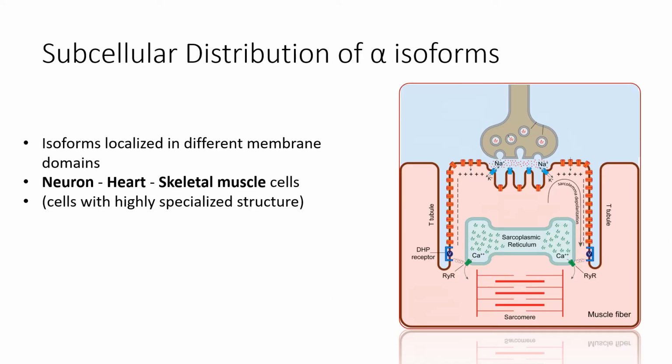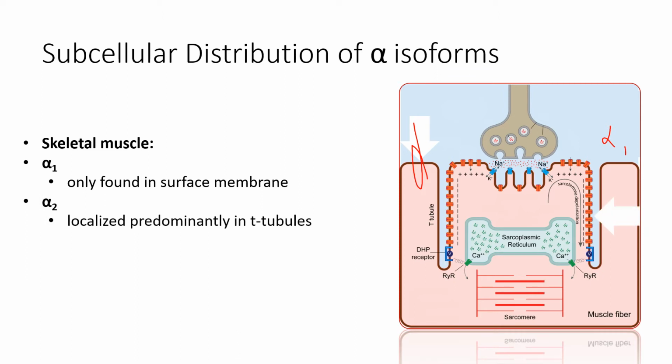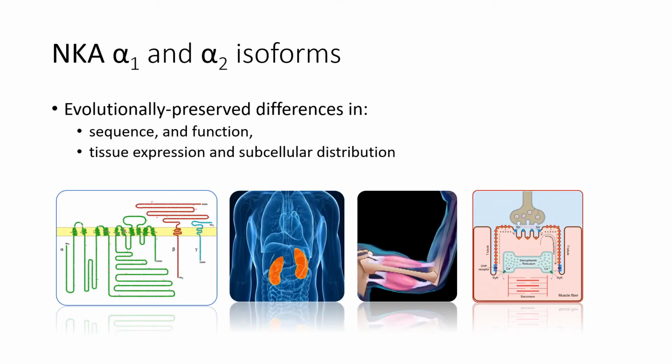As for the subcellular distribution of alpha isoforms, in cells with highly specialized function and structure like neurons, heart, and skeletal muscle cells, alpha isoforms are localized in different membrane domains. For example, in skeletal muscle, alpha-1 is only found in the surface membrane, and alpha-2 is localized predominantly in T-tubular system and some other specialized domains like neuromuscular junction.